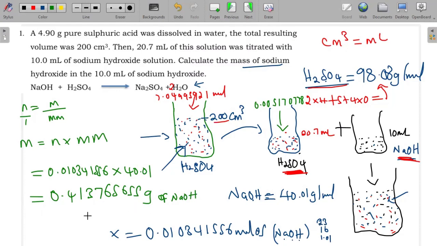Okay, so I can even round off these to 3 significant figures. Okay, I'm going to have 0.414 grams. Okay, so that will be the mass of the sodium hydroxide there. And we're done with question 1.